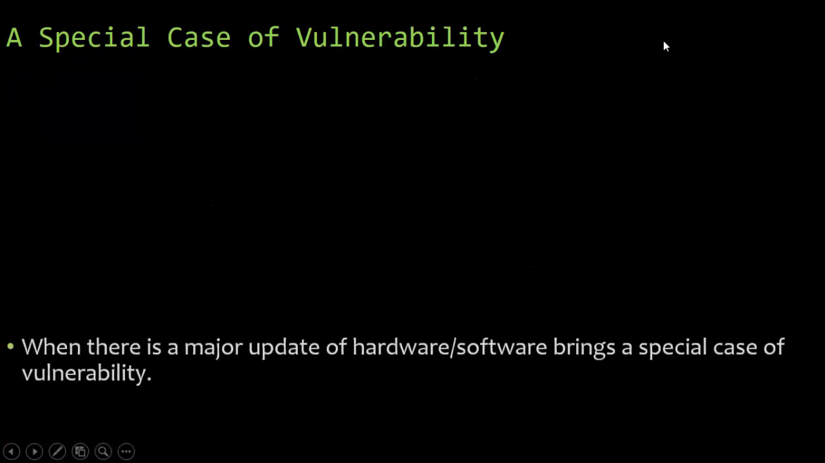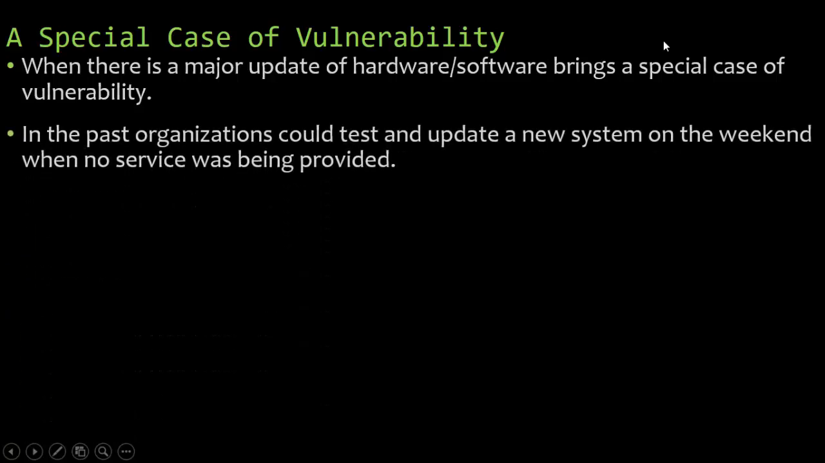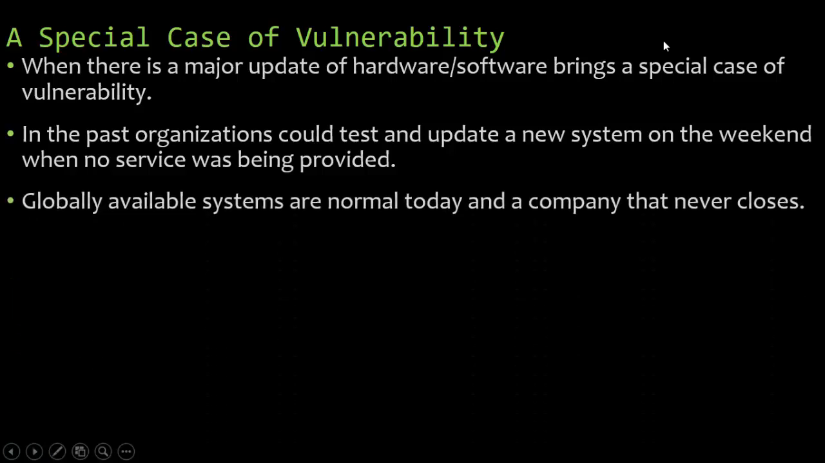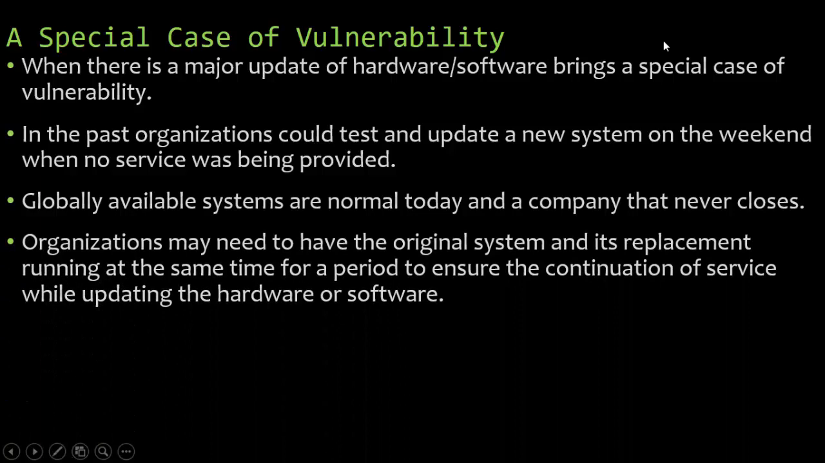Now, when you're updating the system, there is a special case of vulnerability that comes into play. In the past, organizations could test and update a new system on the weekend when no service was being provided. But today, we have globally available systems. That's just normal today. There are companies that never close. Organizations may need to have the original system and its replacement running at the same time for a period to ensure the continuation of service while updating the hardware or software.